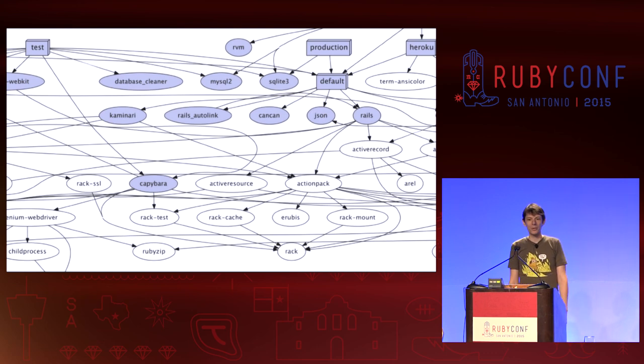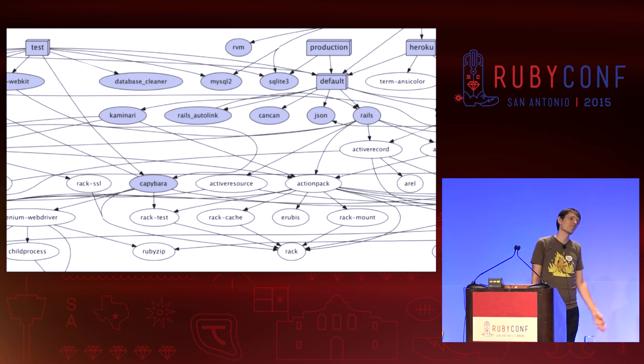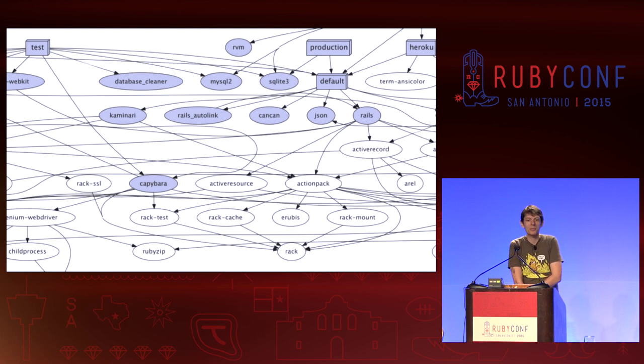humans. So, thanks to Bundler, Ruby developers list the gems that they want, and then Bundler finds what versions of those gems work together all at the same time. This problem is called dependency graph resolution.